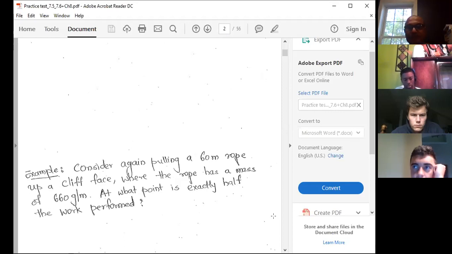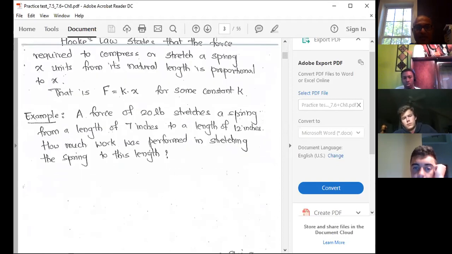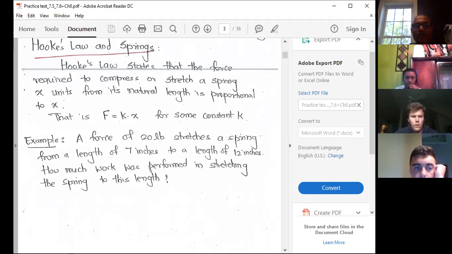Okay, I think that's fine. Now, in both of these examples, you can see my force is constant. Then after, I would like to move to the second part, which is Hooke's law and the springs.